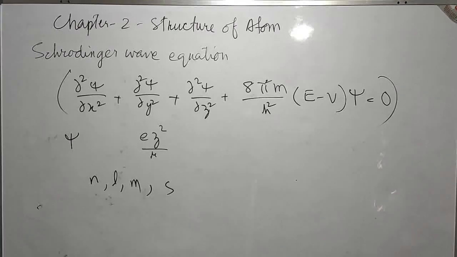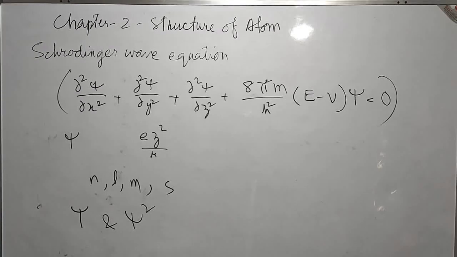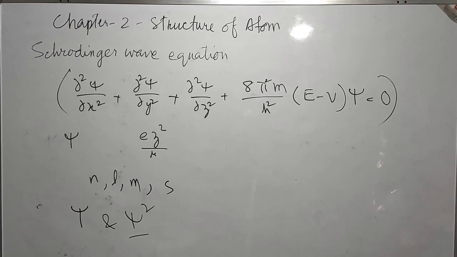Now I want you to go through the important features of the quantum mechanical model of atom. Then the next one is the physical significance of psi and psi square. Psi is a wave function which will give you the overall property of an electron, and psi square is the probability of finding an electron at a point within an atom.